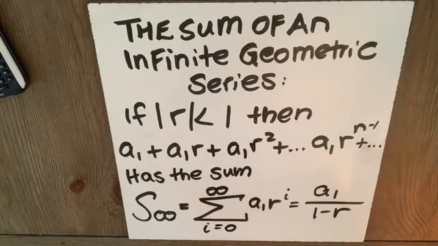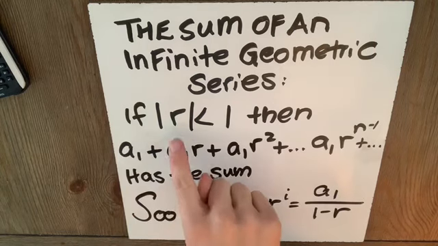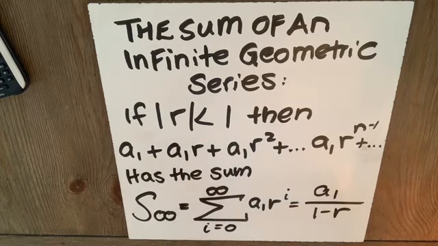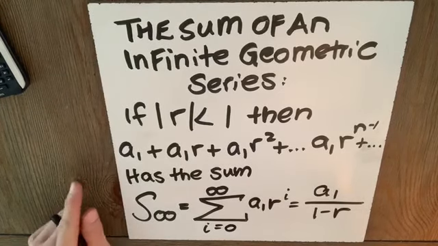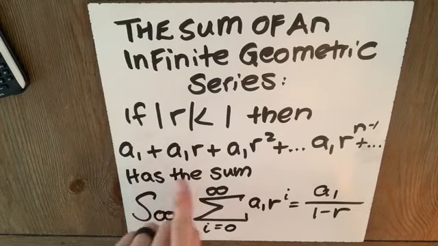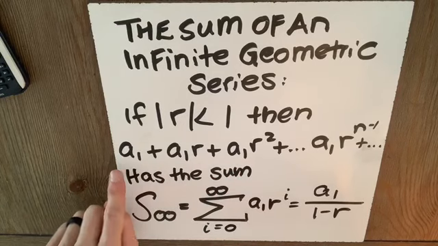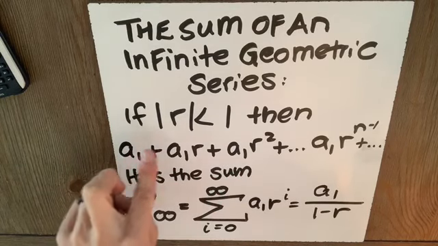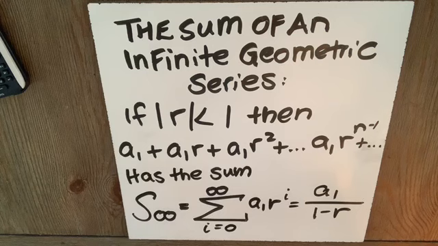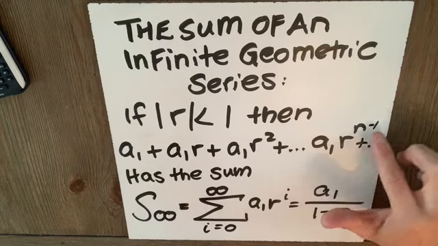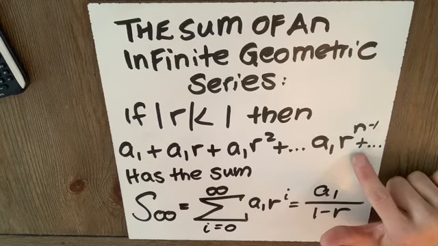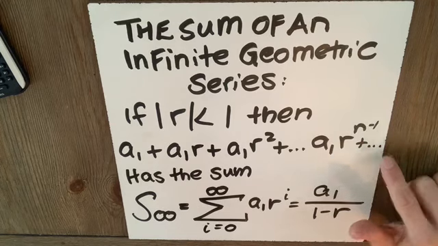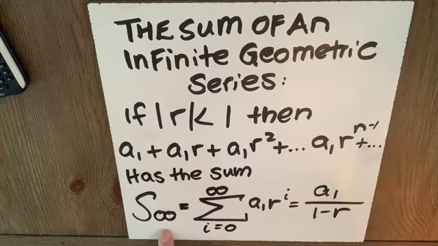Here it is, more formally. The sum of an infinite geometric series, if the absolute value of R is less than 1, that means that R is between negative 1 and 1, then A1 plus A1R plus A1R squared, that's the first term, the second term, the third term. Notice we're multiplying by R each time. It's clearly a geometric series all the way out to A1R to the n minus 1. That's the general term. And then it keeps on going forever. Has the sum of infinite terms.